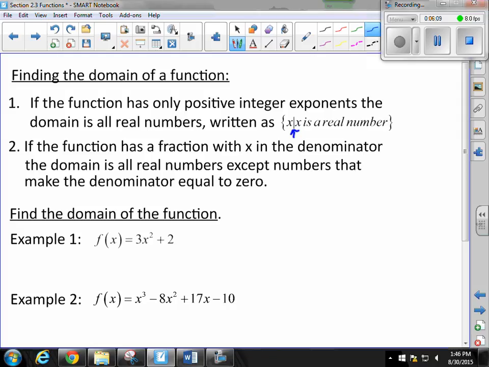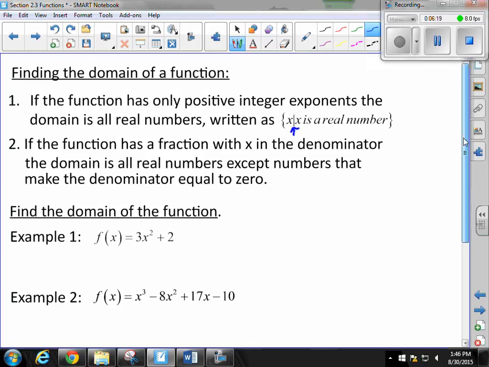If the function has a fraction with x in the denominator, the domain is all real numbers except numbers that make the denominator equal to 0. So we're going to do some examples here.